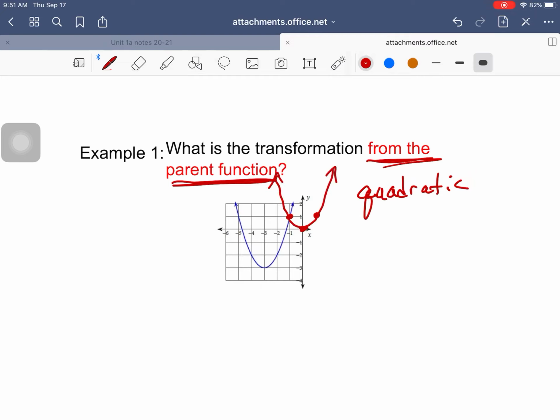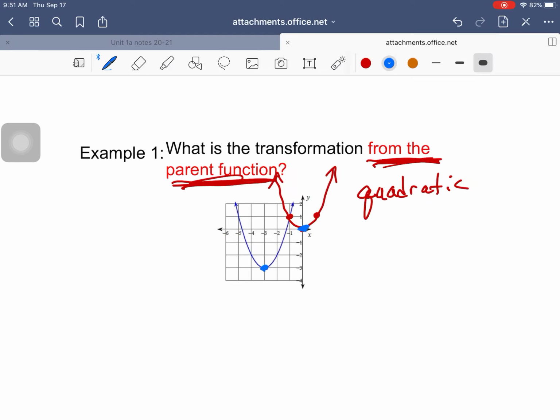Now we have to go from that parent function we just drew to the blue one. So you have to think about which point is easiest to track that you can see from the parent function and that would be easy to look at on the blue quadratic. To me, the origin, (0, 0), the bottom of the U, is the easiest to track, the minimum point.